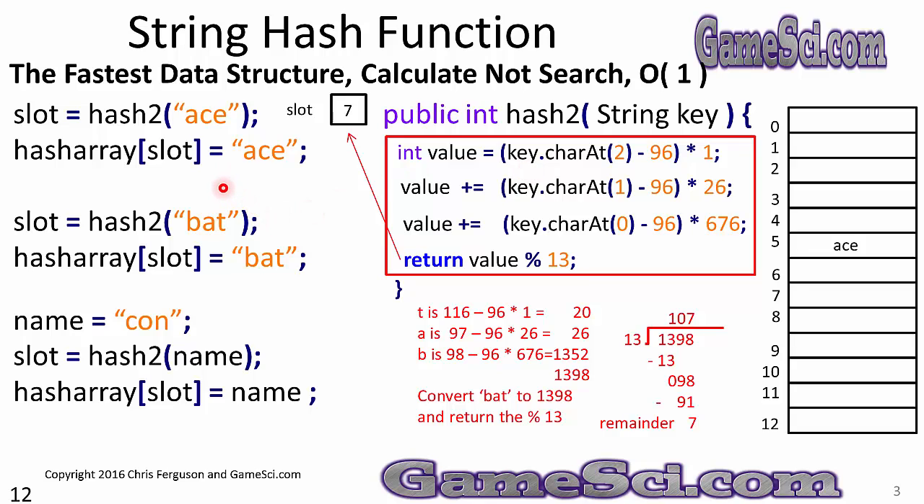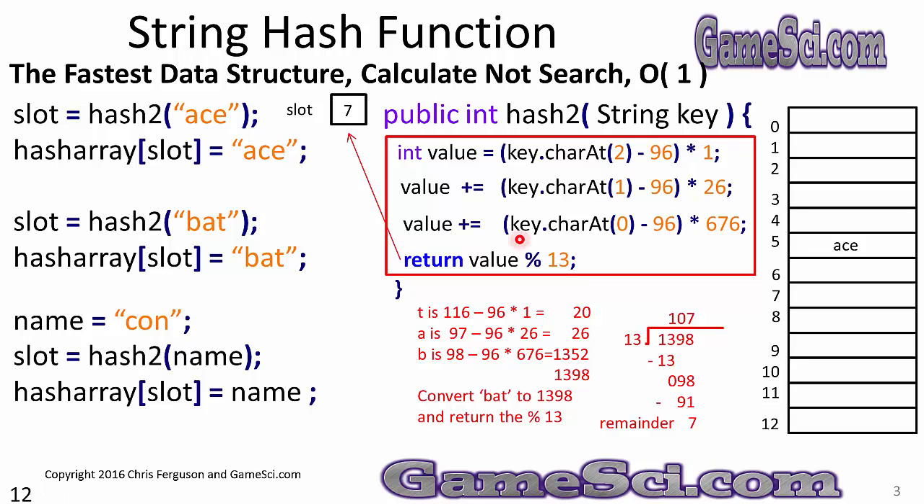I'm extracting the T from the key. T is ASCII code 116, minus 96 is 20. Multiply that by the power of 26 to the 0, and I get the value 20. Turns out T is the 20th letter in the alphabet, so I calculate the 20 for the letter T. There's the letter A. We all know what the letter A is. The letter A is the value 1. A has an ASCII value of 97. So when I subtract 96, I get a 1. Multiply it by 26 to the first power, and I get 26.